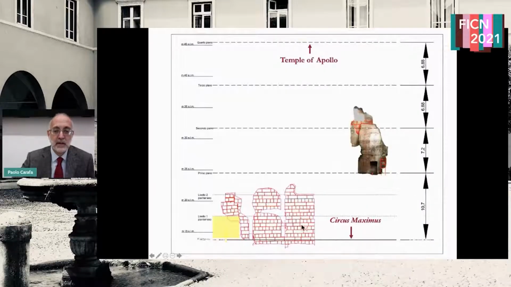Here we have the facade in blocks of a building with a large gate, and the remains of 2, 3, 4, 5 other stores spanning from the level of the street, dividing the Palatine from the Circus Maximus, to the floor of the temple of Apollo.